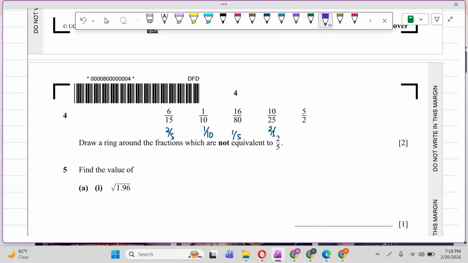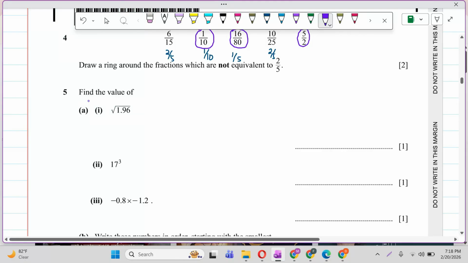6/15 is equivalent to 2/5. 1/10 is not equivalent to 2/5, so we will ring it. Similarly, 16/80 is equal to 1/5, which is not equivalent to 2/5, so we will ring it. 10/25 is 2/5, so we will not ring it. And 5/2 is the reciprocal of 2/5, which is not equal, so this one is ringed.